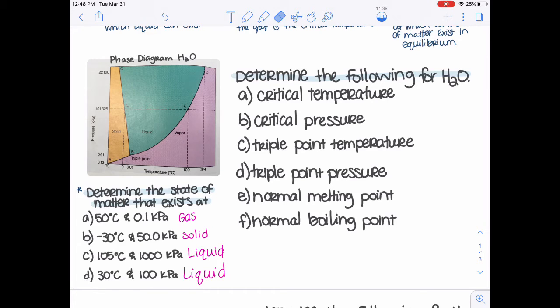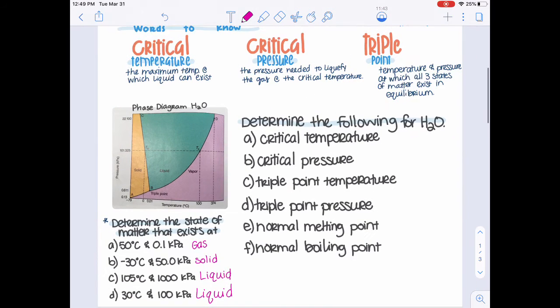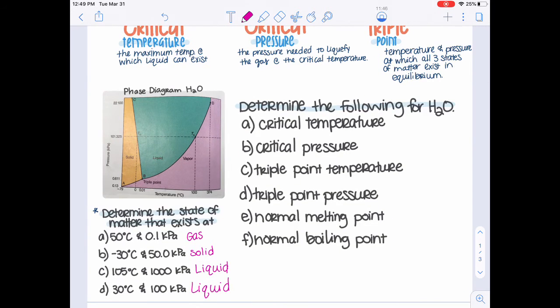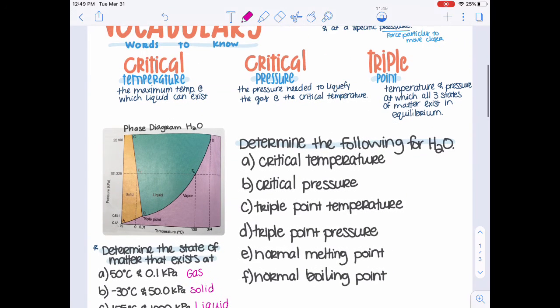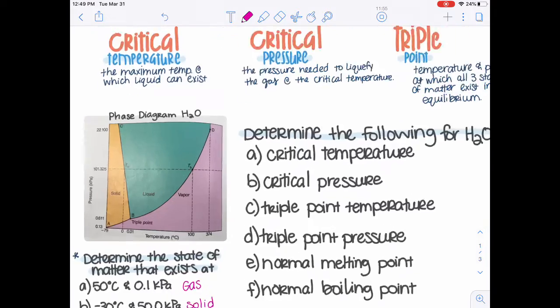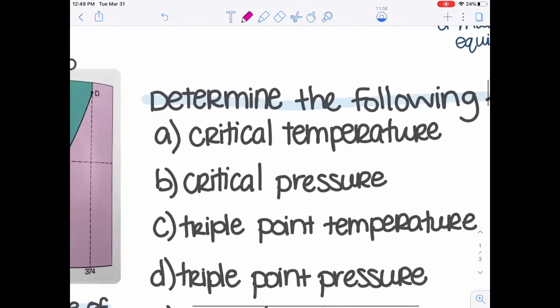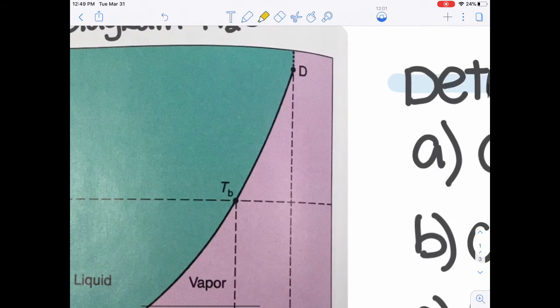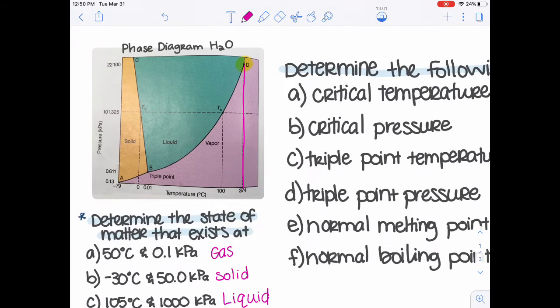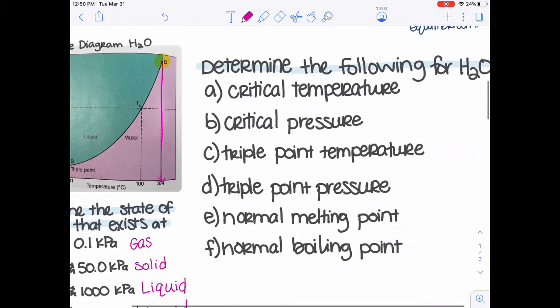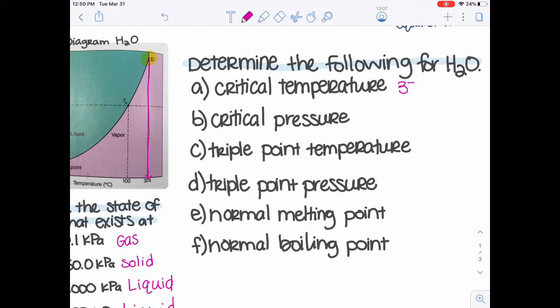This next portion is using the vocabulary from up above. So the critical temperature of water. Critical temperature is, again, the maximum temperature at which a liquid can exist. So the critical temperature here is going to be this spot where we are transitioning from our solid line to the dotted line. That's our critical temperature. This diagram helps us out because they have it labeled for us. The critical temperature is 374 degrees Celsius.